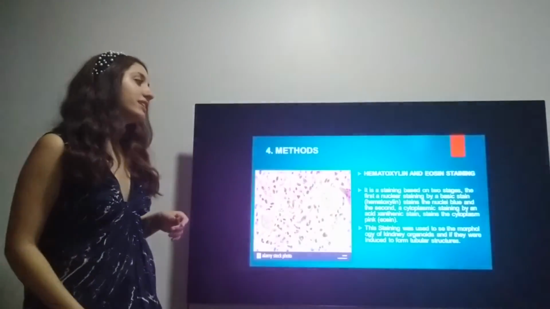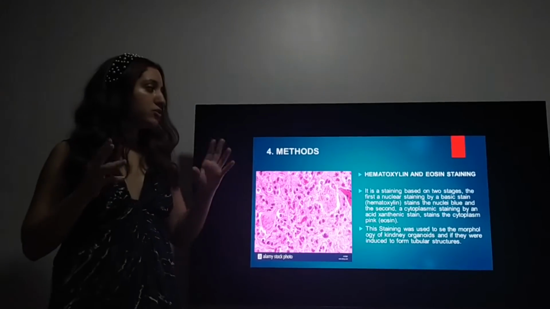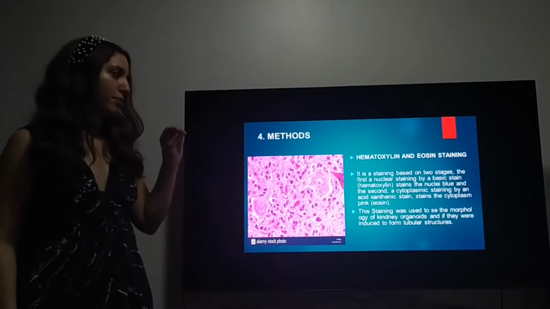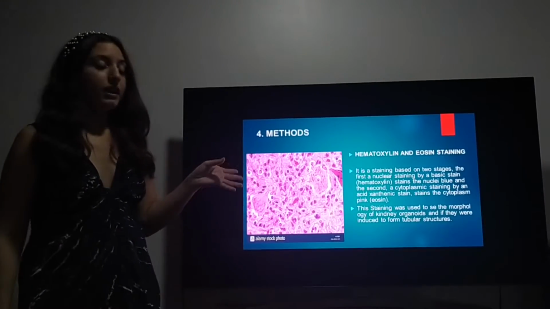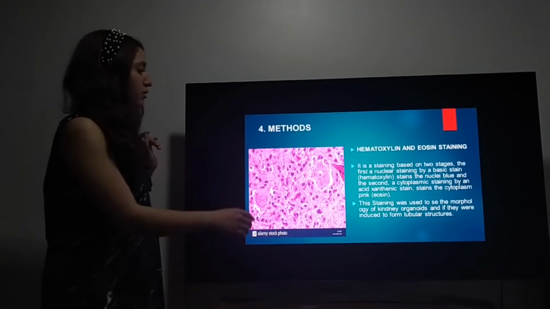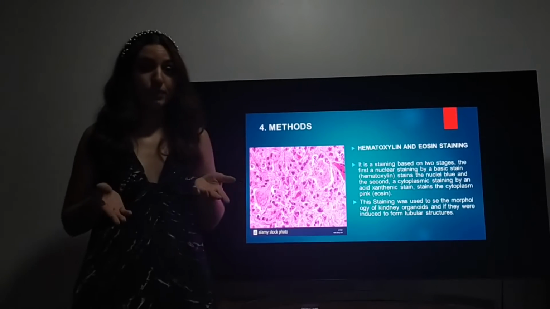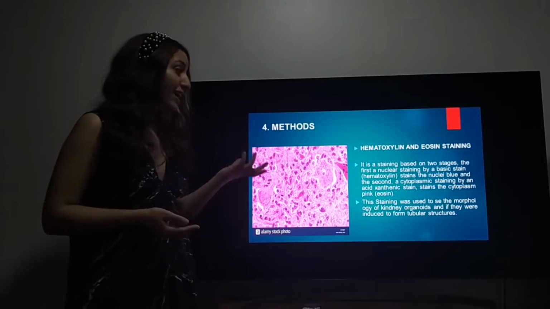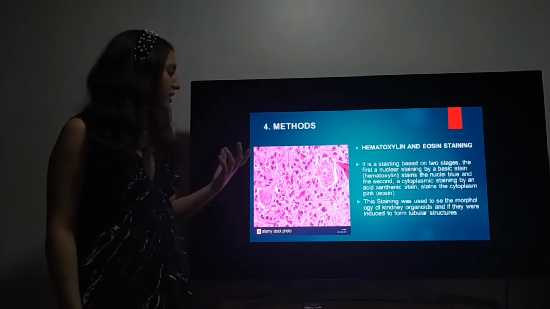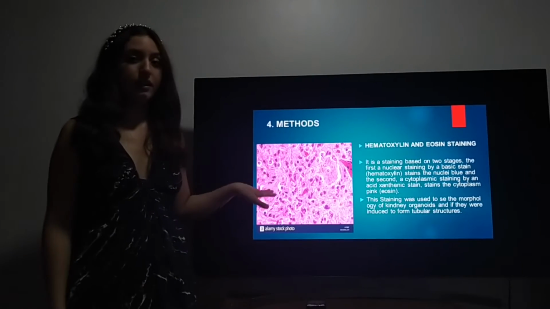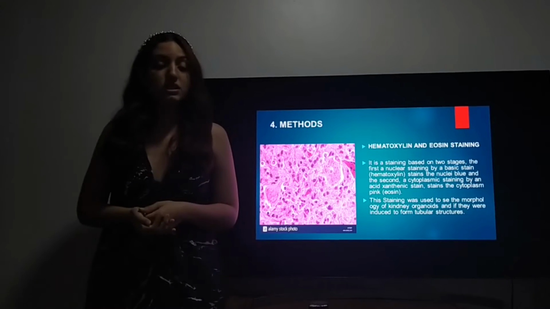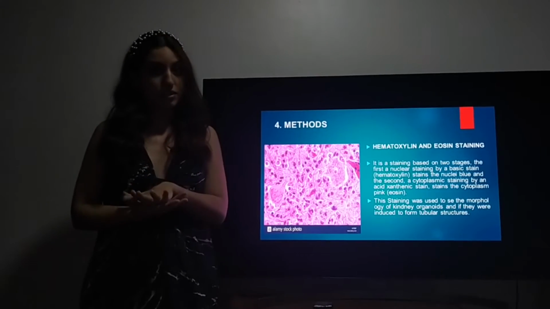Hematoxylin and eosin staining. It's composed of two stages. The first one is a nuclear staining by a basic stain that is the hematoxylin. It will have affinity for the acid that is in the nucleus. So it will look like this, purple, sometimes blue. And the other stage is the eosin, which is an acid stain, and it will have affinity for the cytoplasm and it will stain pink, like you can see it here. So they use this to see the morphology of the kidney organoids.